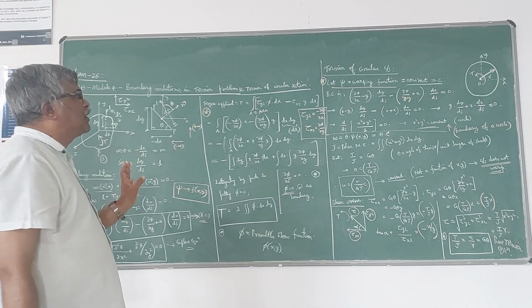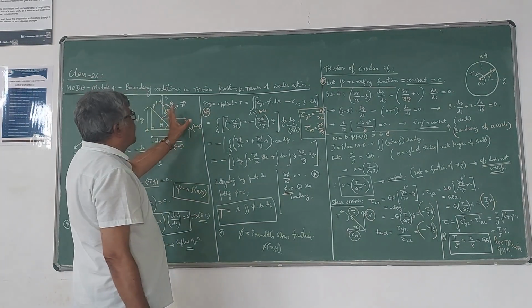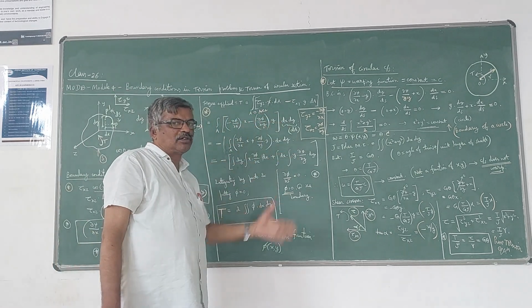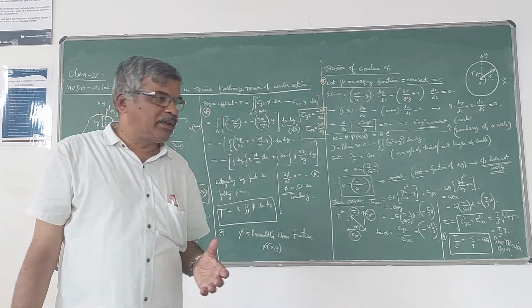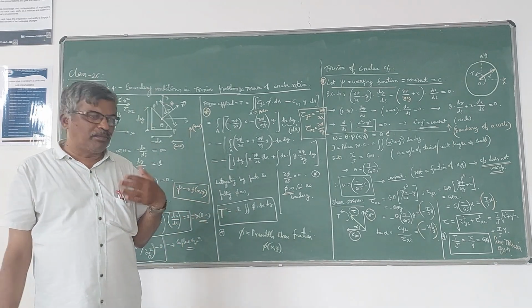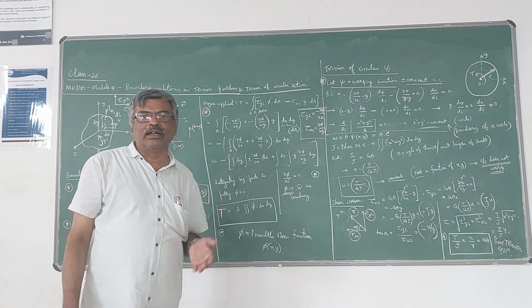So this is about the boundary conditions used in solving torsion problems, and also how the torsion of a circular cross section can be analyzed. In the next class, I am going to talk about the elliptical section and also thin walled sections.